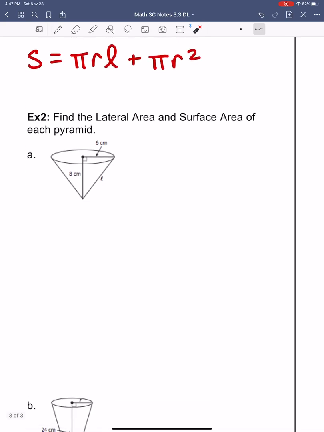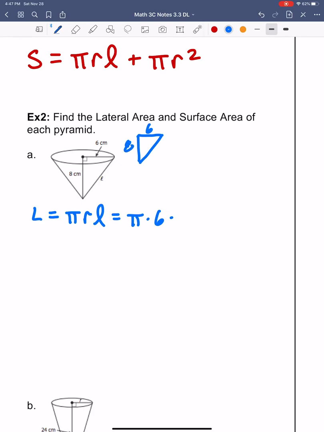So it says find the lateral area. So we'll go ahead and jump into our formula there. We have L equals pi RL. And that's just going to be pi times the radius, which is 6, times the slant height, which we don't know here. So we're going to have to use some Pythagorean theorem to find it. So I'll go ahead and zoom in up here on that triangle.